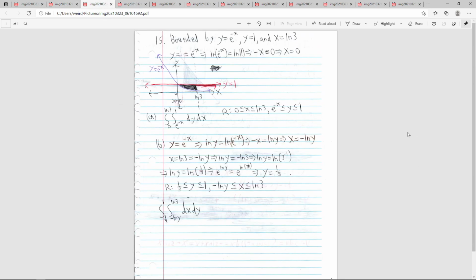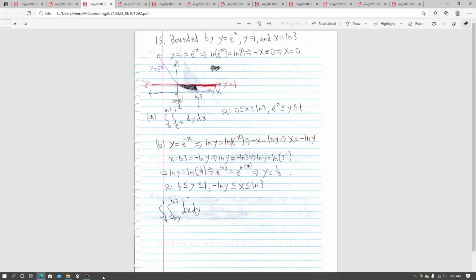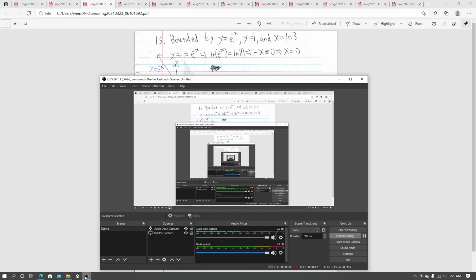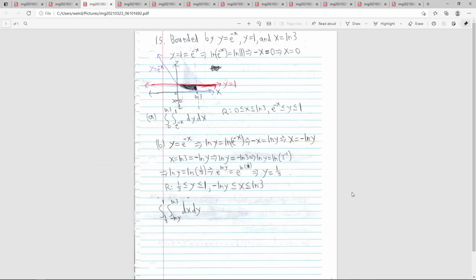Now it's time for this one. Bounded by y equals e to the negative x, y equals 1, and x equals ln 3. So this one. Yeah, I'm sorry it takes a little bit of time. I want to go slow and make sure this makes sense. Because this is kind of tricky compared to other stuff, because you actually do have to do some thinking about what's going on.